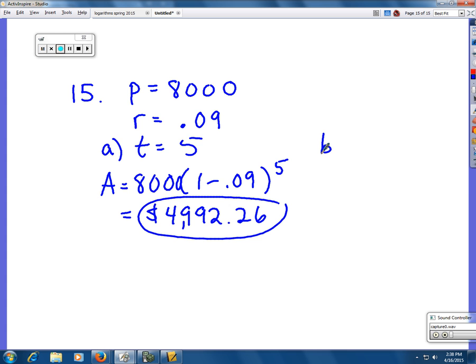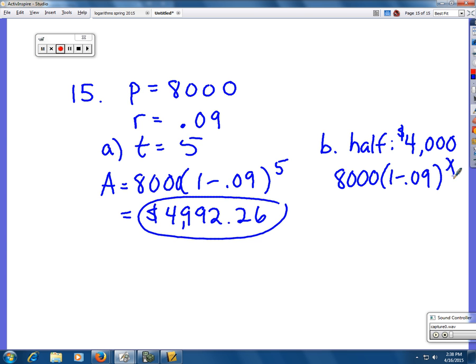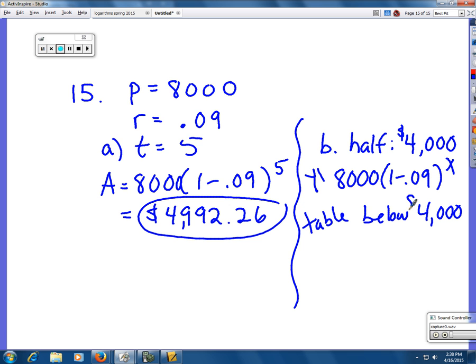For part B of this problem, we don't know the time. That's what you need to find. But we do know that half the value would be $4,000. So you're going to take your equation, 8,000 times (1 - 0.09)^x, and put that in your y1 in the y equals menu. And then you're going to go to the table and look for when it falls below $4,000 in the y column. And that is year 8.